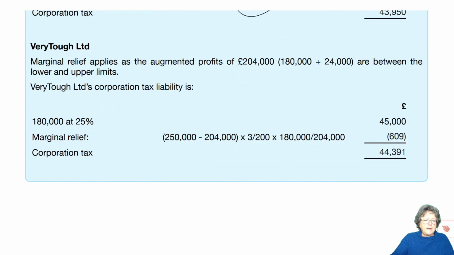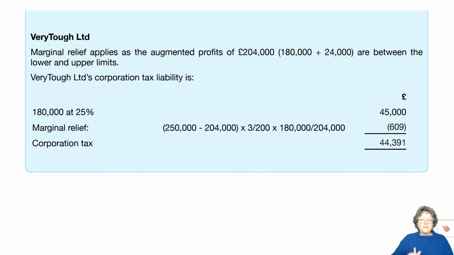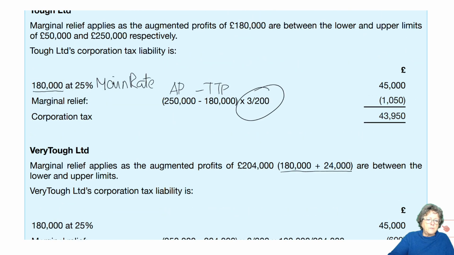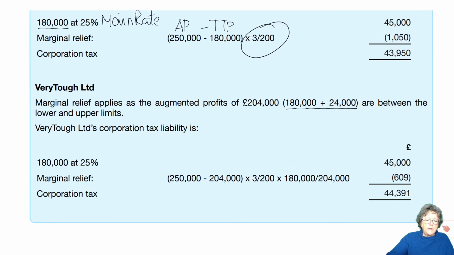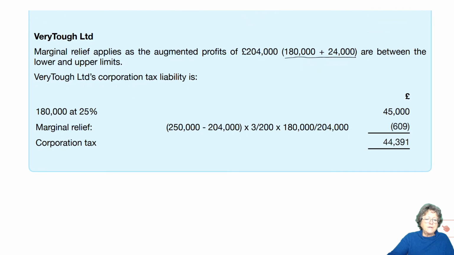How about one that is slightly tougher? So here we have profits and dividends. So go back to the question just to make sure we know where we're at. TTP of 180 and non-group dividends of 24. Okay, so we now have to do a little bit more. This is a full question.